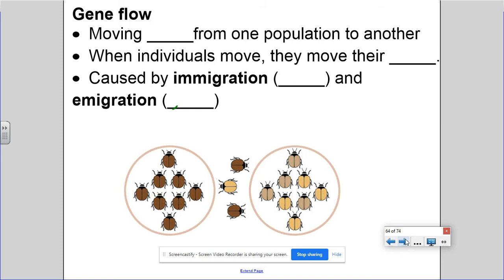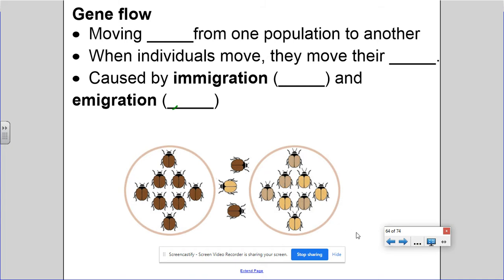This is caused by immigration and emigration. Immigration is when things are moving in, emigration is moving out. So as the beetles here move from one population to another, well, they're moving their genes with them. This will change the frequencies of different genes. For example, on the left, you're not going to have more light colored beetles. And over here on the right, we're bringing some dark colored beetles over.